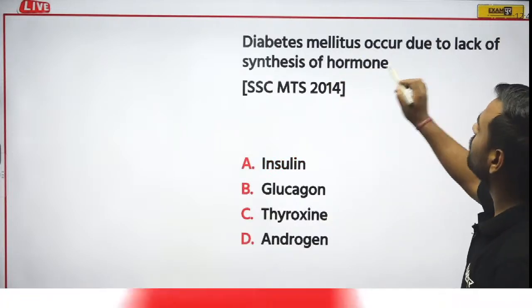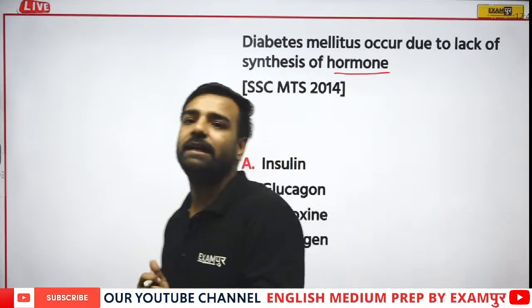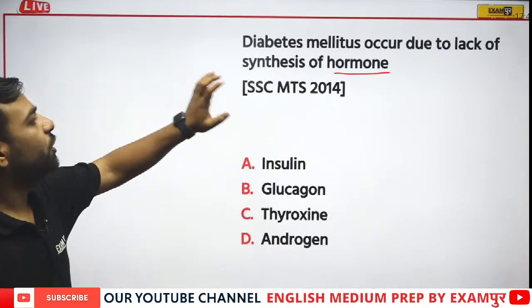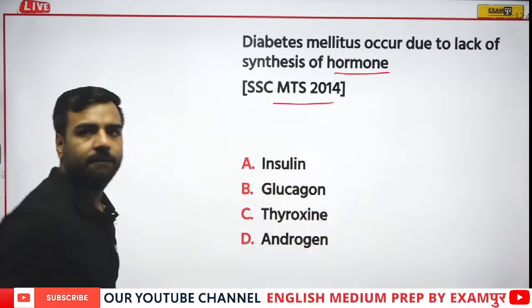There's the next question. Diabetes mellitus occurs due to the lack of which hormone? Diabetes mellitus occurs due to lack of synthesis of which hormone? This question is from MTS 2014.